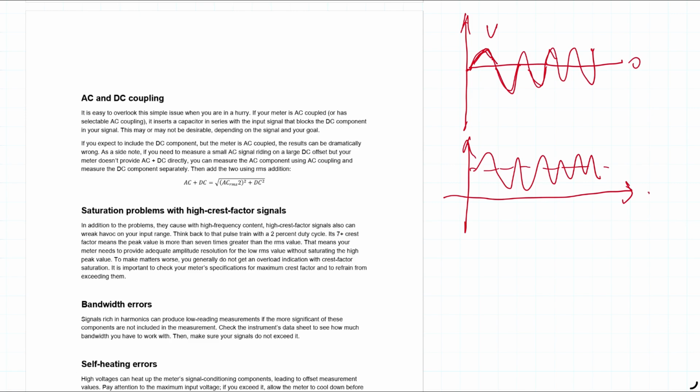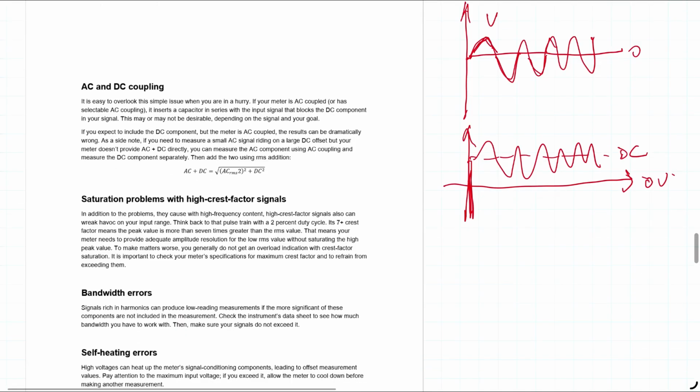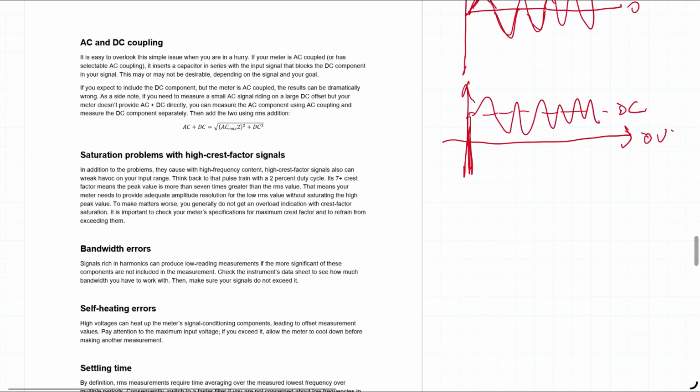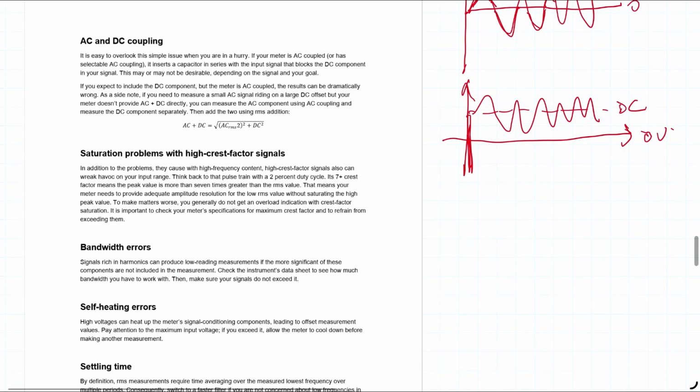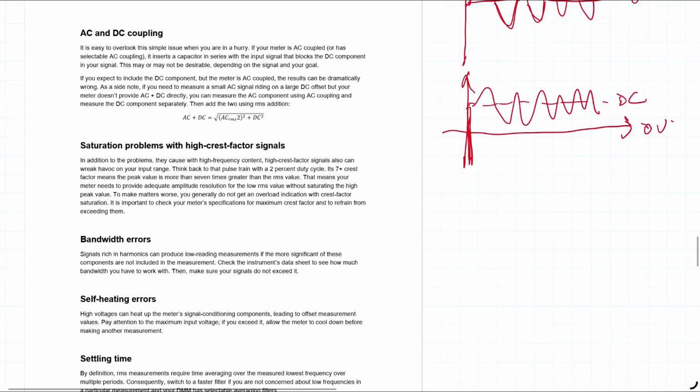Okay, so here's your 0 volts axis here, but you have a certain DC offset. How do you measure this wave? This could be tricky. The RMS value of this wave could be very tricky to measure, but the good point is we have this formula we can use.